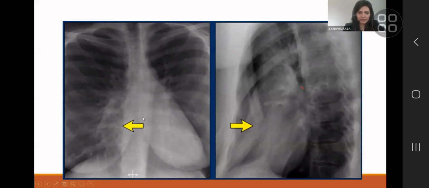What that depression has done is push the heart to the left side, and the normal heart has at least a third on the right side. This is pushed into the left, and that place is now occupied by the right middle lobe.